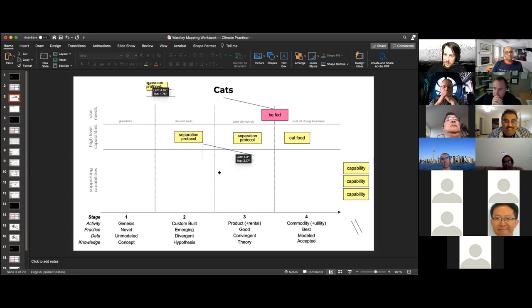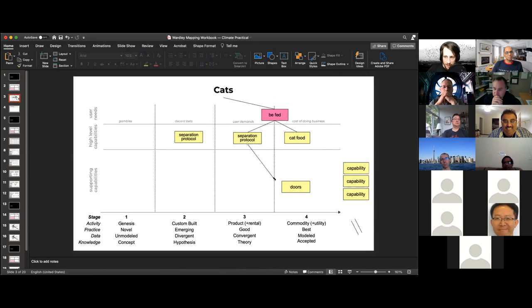Does that make sense? It might make sense in a second when I add these together. So cats depend on being fed. Being fed depends on cat food. Being fed also depends on the separation protocol. And for fun, I'll mention that the separation protocol depends on this thing down here, which I'm going to call doors. Rooms and doors. I have to keep the cats separated from each other, and that's how I do it.